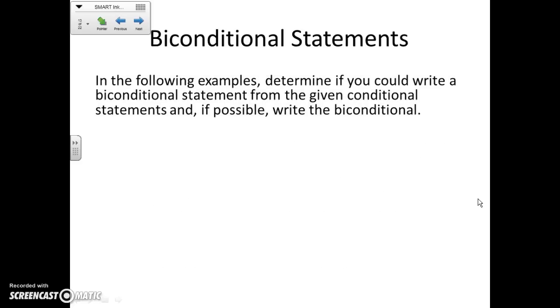In the following examples, I want you to determine if you could write a biconditional statement from the given conditionals, and if possible, write it.